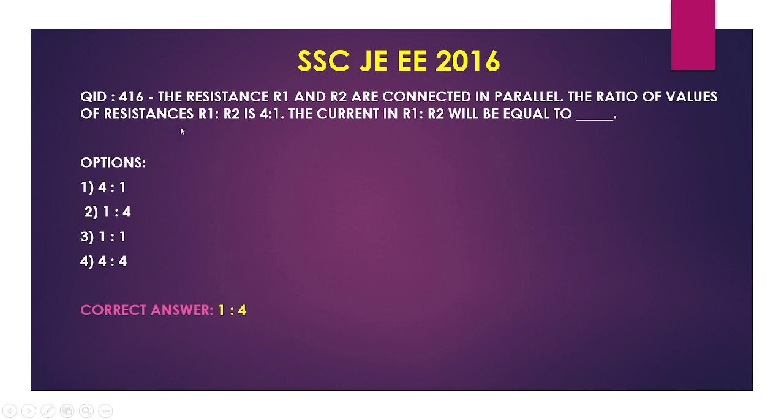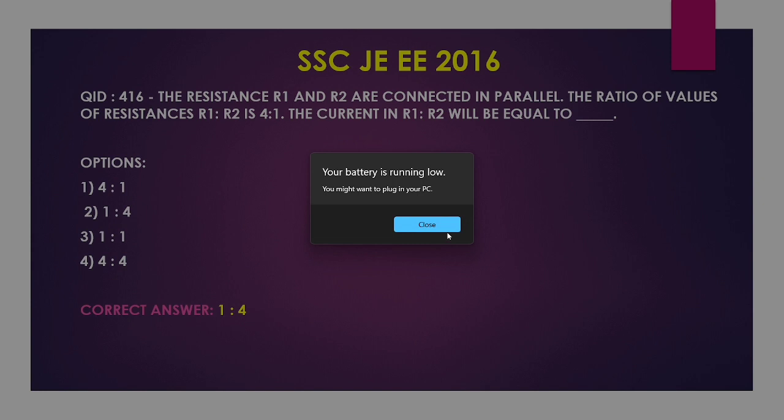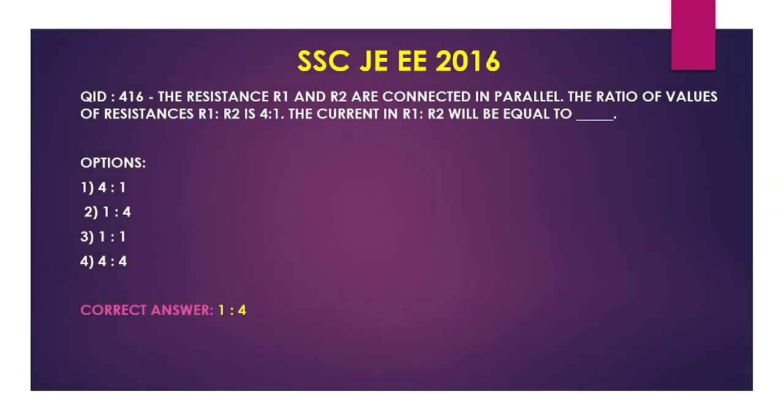This is a simple one. The ratio of resistance is 4:1, so the current in R1 to R2 will be the reciprocal of 4:1. Where the resistance is high, the current will be low, and where the resistance is less, the current will be high. So here the resistance is high, so the current will be low, that is 1. Here the resistance is low, the current will be high, that is 4. That is 1:4. If you know the concept very well, we can solve this type of question easily. Now let me move to the next question.